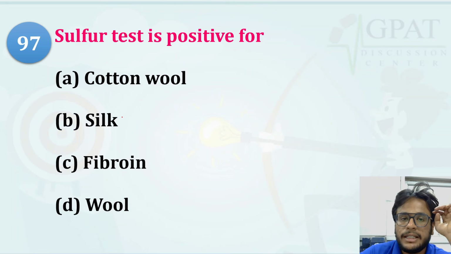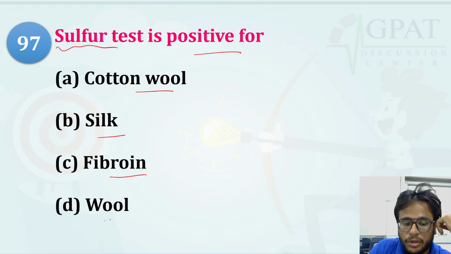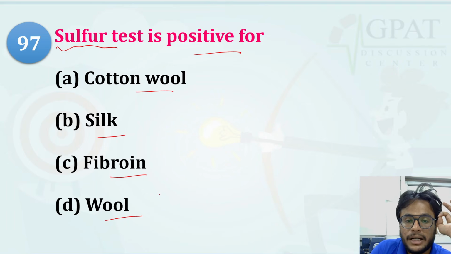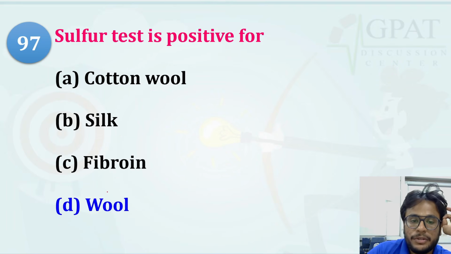The 97th question is the sulfur test. The sulfur test is positive for: option A is cotton wool, option B is silk, option C is fibroin, and option D is what? Wool. So out of all these options, the sulfur test is mainly done for wool. So option D is going to be the correct option for it.